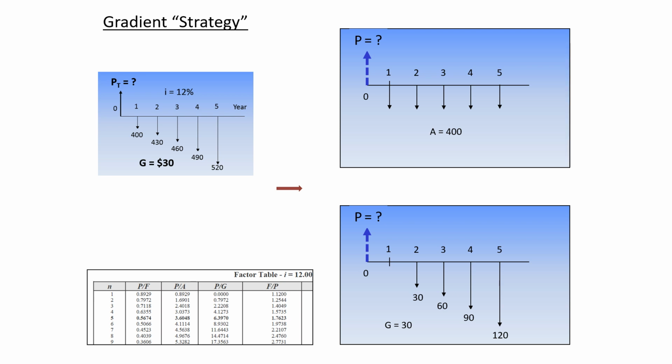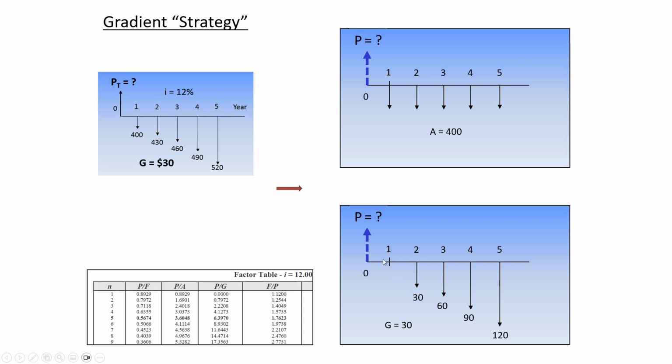Now, I'll revisit something that was mentioned in last week's lectures, that a gradient starts off with 0g in year 1. So time 0 is the present, year 1 is 0g, which is an amount of 0.